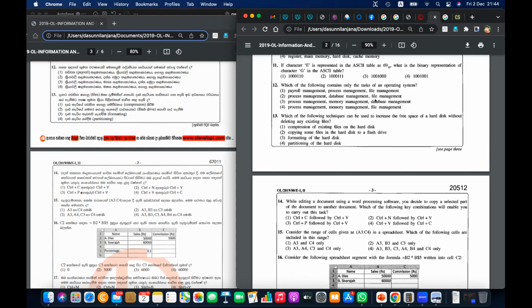Database එක hardware related නෙමෙයි. That is not hardware. File is also hardware related. How? Files are stored in hard disk. Files are stored in pen drive. Files are stored in CD, DVD. These are hardware. So file management is also.